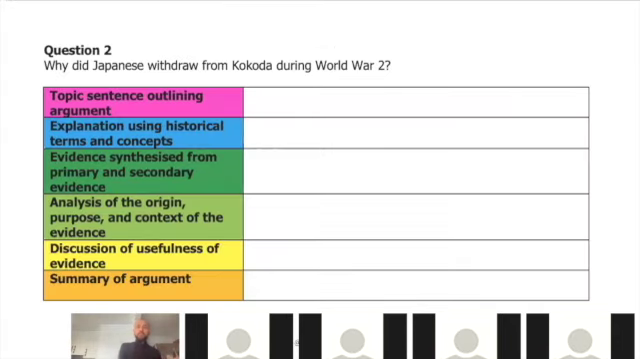Similar second question: why did the Japanese withdraw from Kokoda during World War II? Once again, the scaffold and structure come back to what the achievement standard is asking students to demonstrate, rather than something else. And we determine that by making sure we have assessed the achievement standards, defining the cognitive verbs, and defining any important terminology.